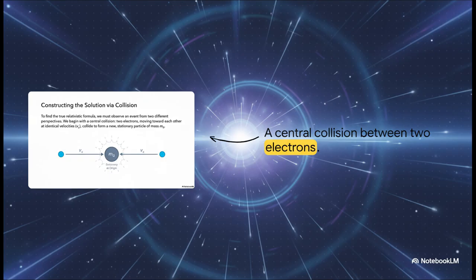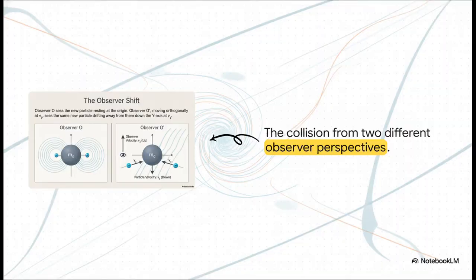Imagine a central collision between two electrons. They are moving directly toward each other at the exact same velocity, let's call it Vx. When they crash, boom, they form a brand new, single, stationary particle with a specific rest mass, which we'll just label m0. It's a perfectly symmetrical head-on collision. Okay, now let's introduce a crucial perspective shift. We are going to look at that exact same electron crash, but from two entirely different viewpoints.